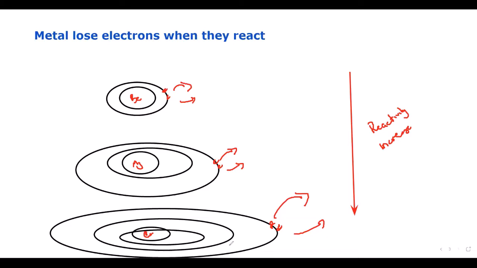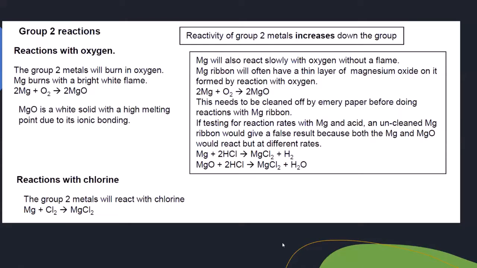Then the reaction with oxygen. What will be the product when they react with oxygen? Whenever we burn or react these metals with oxygen, they form a metal oxide, and the metal oxide will be a white solid. Whether it's magnesium oxide, beryllium oxide or calcium oxide, their compounds are white solids. Group 2 metals will burn in oxygen, and magnesium burns with a bright white flame. Magnesium oxide is a white solid with a high melting point due to ionic bonding. When a metal and a non-metal react with each other, they form an ionic bond.